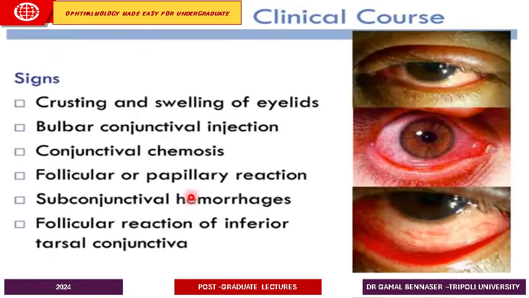As for the signs, you will find crusting and swelling of the eyelids, bulbar conjunctival injection, conjunctival chemosis, follicular and papillary reactions, and subconjunctival hemorrhages. You will find petechial hemorrhages also, and follicular reactions, especially in the inferior tarsus. As you can see here, severe lid edema and redness, and conjunctival congestion with follicular reaction.